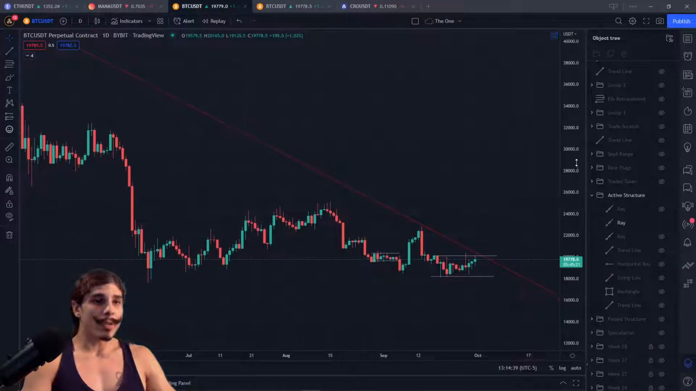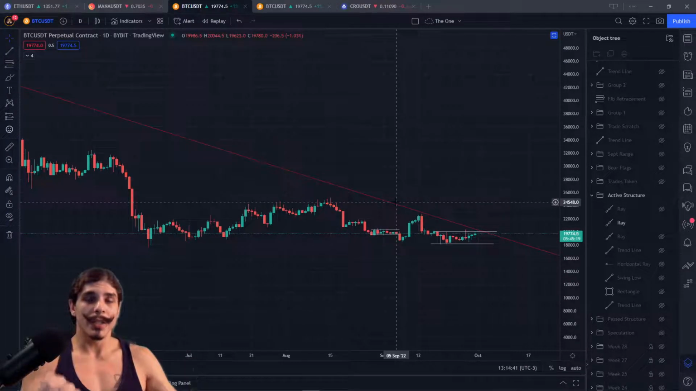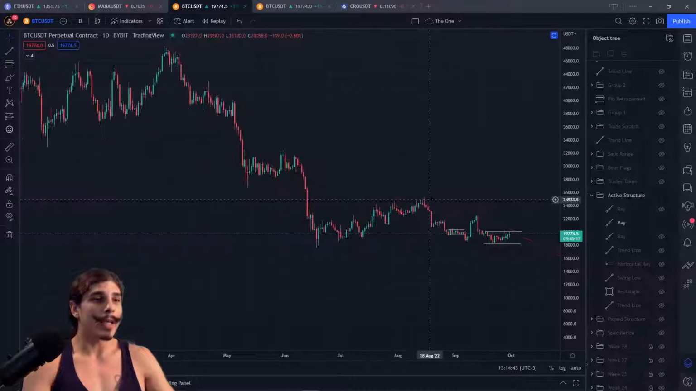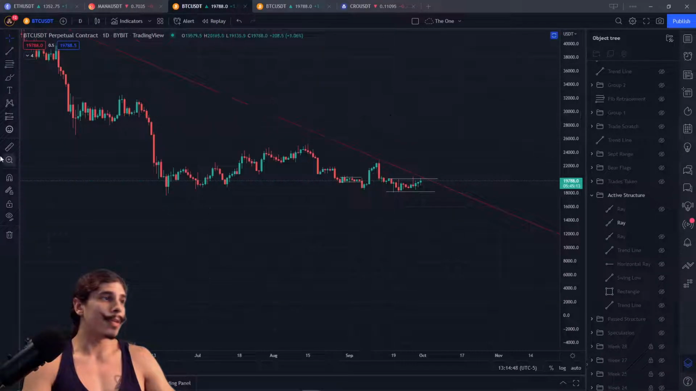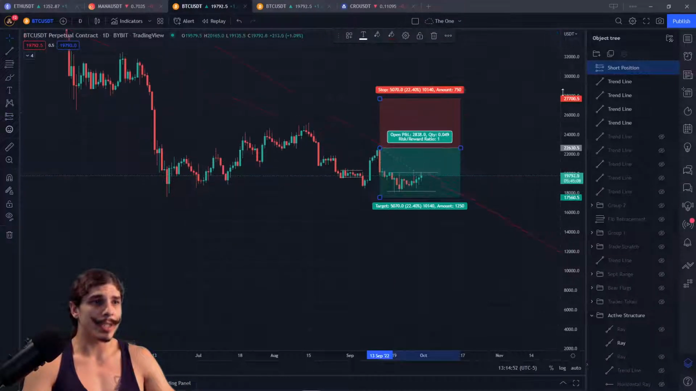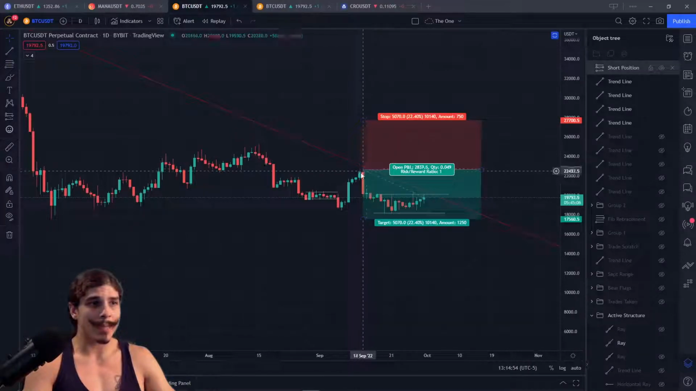So it's very important to take note of where you are placing your shorts on a downtrend. So ideally, whenever we are looking at a downtrend and we're looking to take a short position, we want to get that short position as close to the trend line as possible.